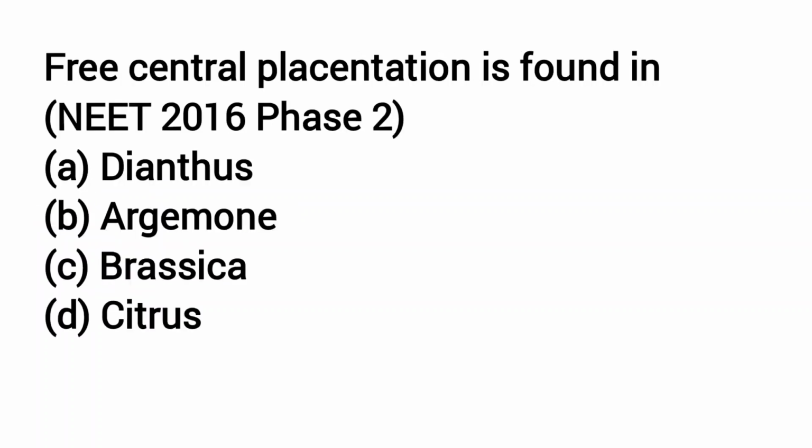Next question, free central placentation is found in. Again, it's a direct question. You know that free central placentation means the ovules are borne on the central axis and there is no septa. So the septa is absent and the ovules are borne on the central axis. That is nothing but free central placentation, and it is present in Dianthus. So option A is the correct answer for this question.